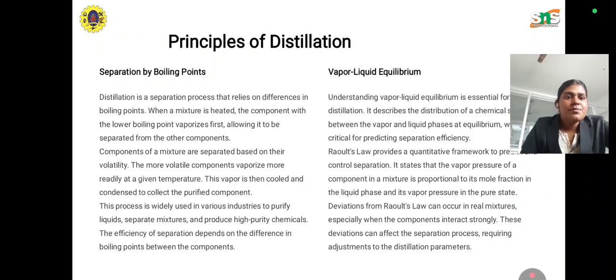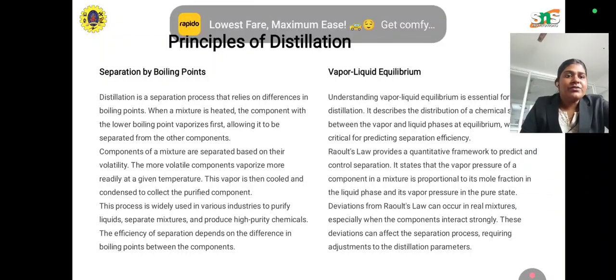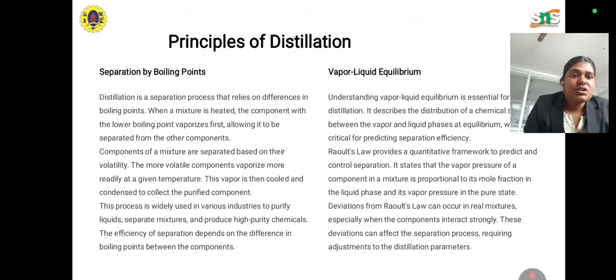Raoult's law provides a quantitative framework to predict and control separation. It states that the vapor pressure of a component in a mixture is proportional to its mole fraction in the liquid phase and its vapor pressure in the pure state. Deviation from Raoult's law can occur in real mixtures, especially when the components interact strongly. This deviation can affect the separation process, requiring adjustments to the distillation parameters.